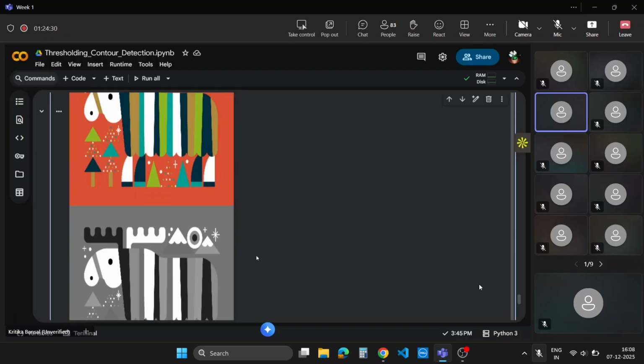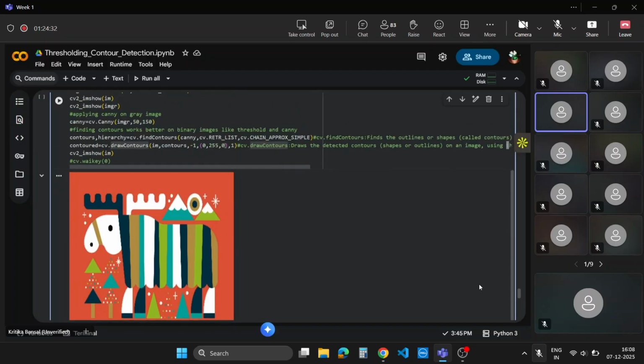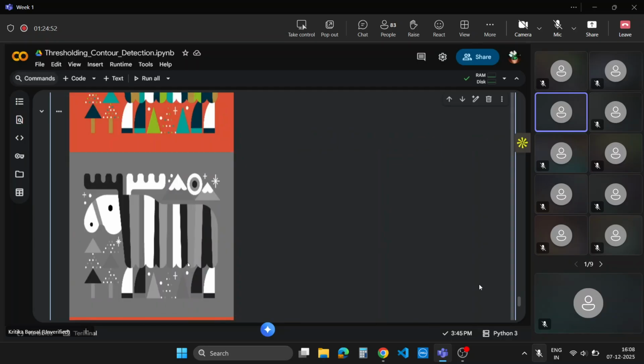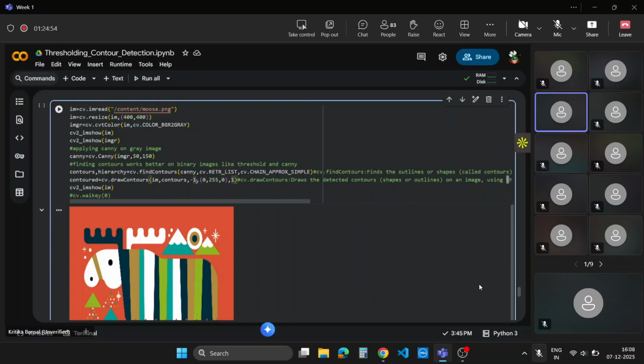You can define here the color of the contour. It is 255, that is, it is green in color. This one will be the thickness of the contour, and so on. Okay, -1 will tell you that you have to print all the contours. If you write 1, 2, 3, then it will give you the particular contour that you want to print. So this is the function for contour detection.